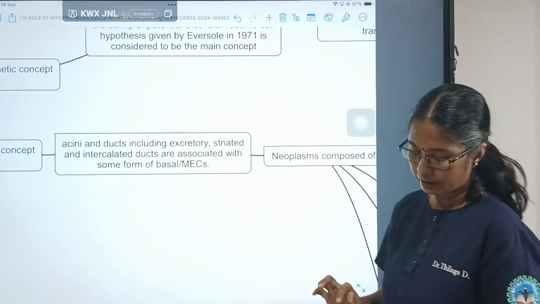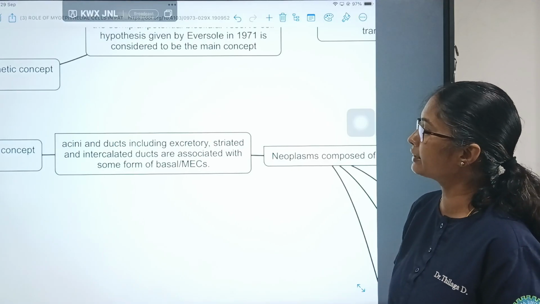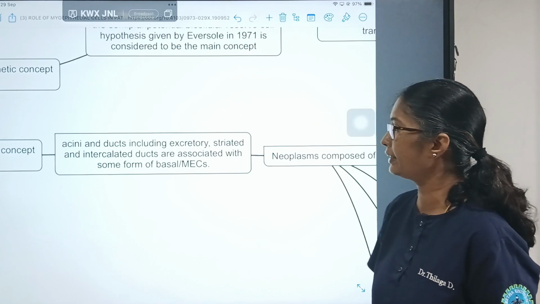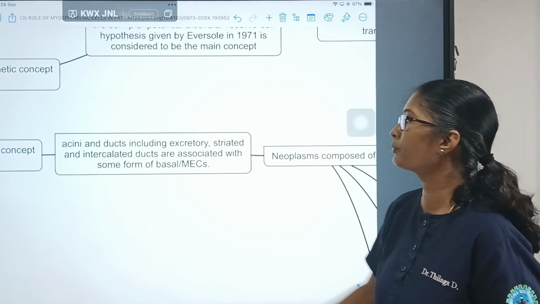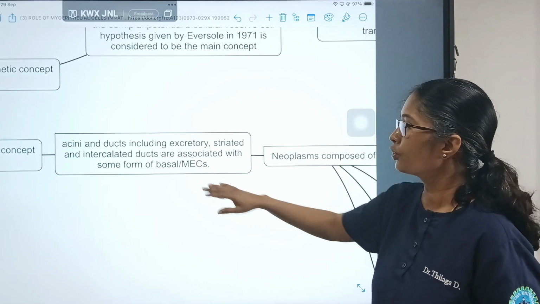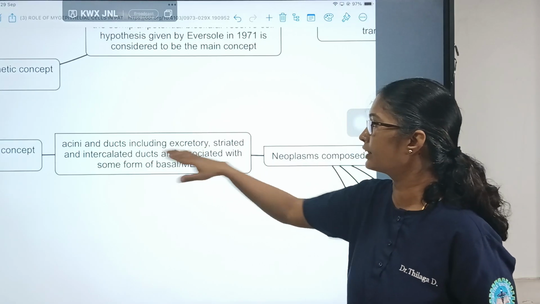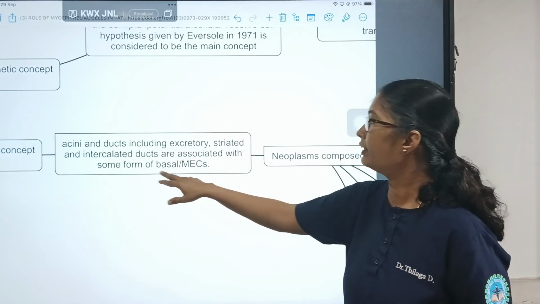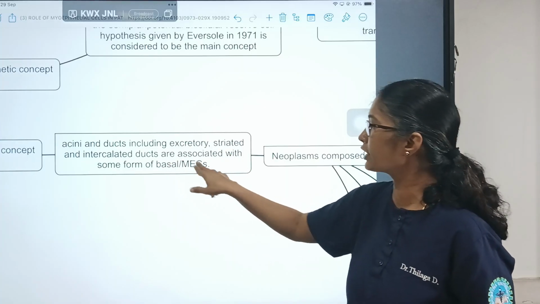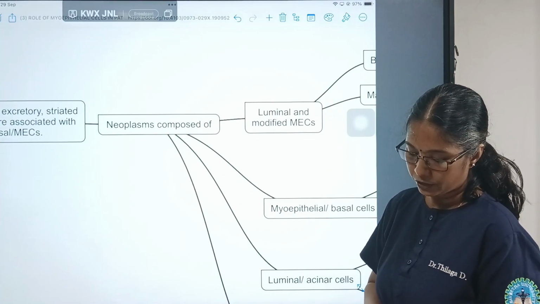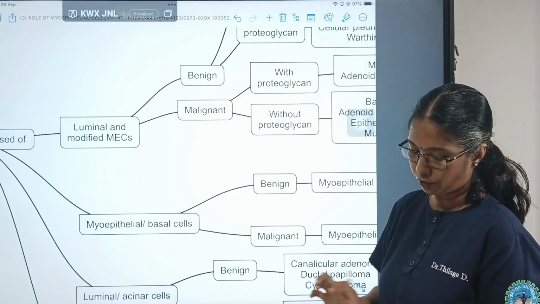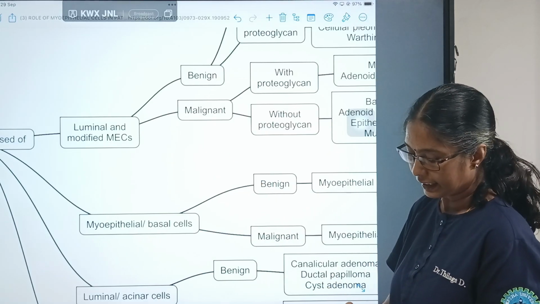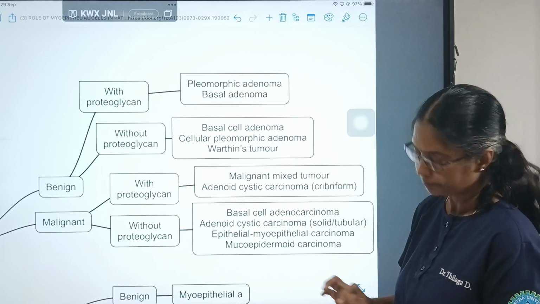Whereas the morphogenetic concept states that the acini and ducts, including the excretory, striated, and intercalated ducts, are associated with some forms of basal myoepithelial cells. We have seen ducts are of three kinds: excretory, striated, and intercalated. We know what the difference is, and they are associated with some form of basal cells or the myoepithelial cells. So the neoplasm is composed of luminal and modified MECs. MECs is myoepithelial cells.